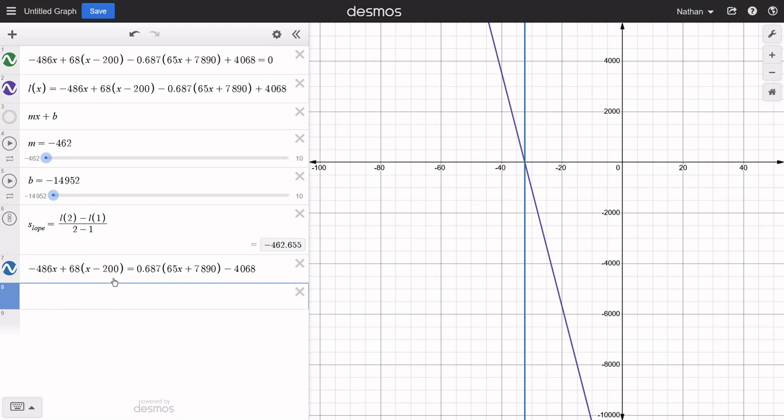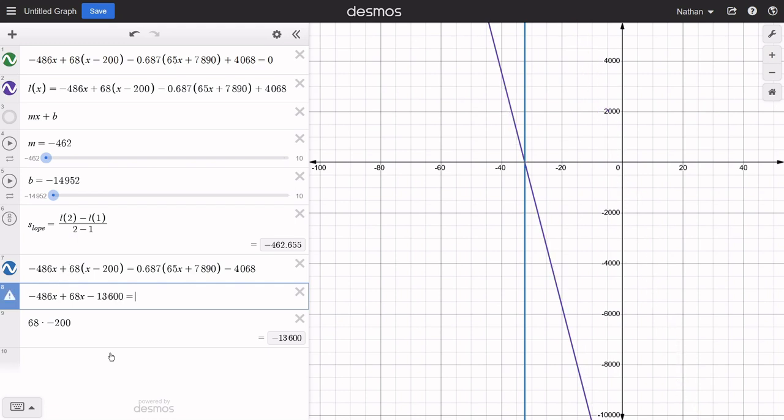So I need to simplify the left-hand side. Really for that, I need to distribute the 68. 68 times x is easy, that's just 68x, but 68 times 200 is a little bit more confusing. So let's do 68 times 200. It is negative 200, so it's going to be negative 13600 there. So we're going to have negative 486x plus 68x minus 13600.